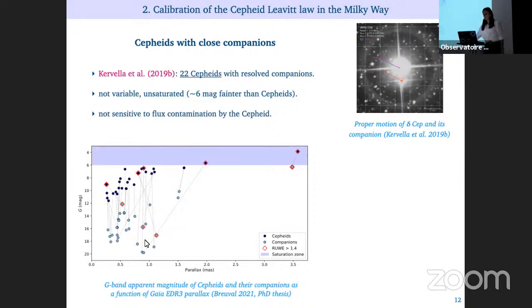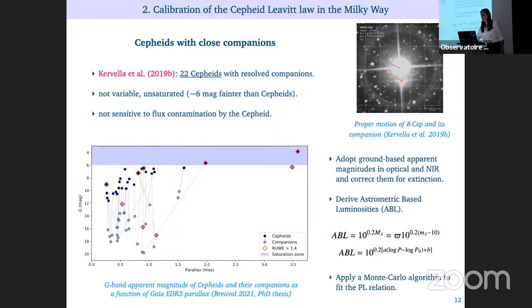So combining these 22 companion parallaxes with ground-based magnitudes in optical and near infrared, I corrected the magnitudes for extinction, and I derived the astrometric-based luminosity in order to stay in the parallax space and not invert them. And then I applied the Monte Carlo algorithm to fit the A and B coefficients of the PL relation.